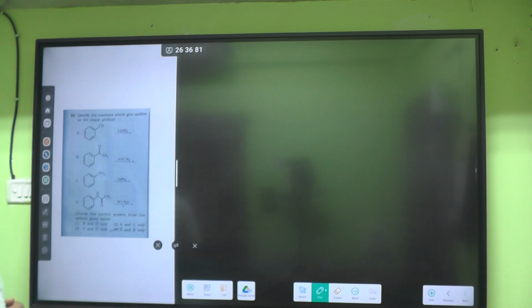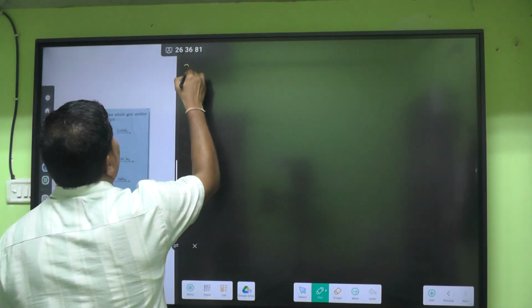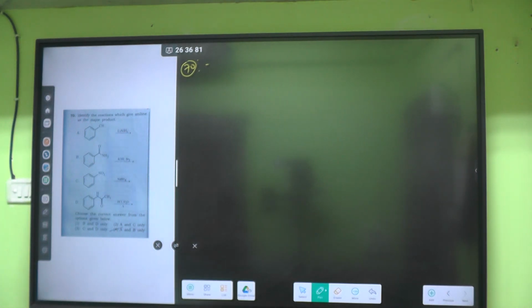Question number 70: identify the reaction which gives aniline as a major product. Now here is given question number 70. Identify the reaction which gives aniline as a major product.